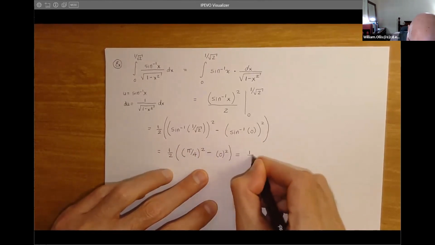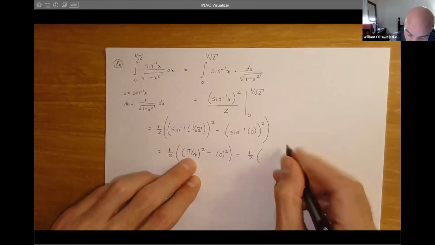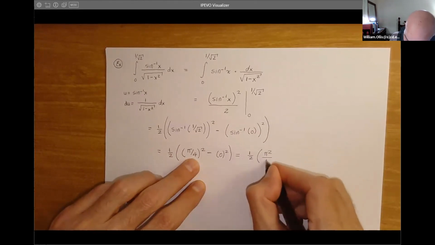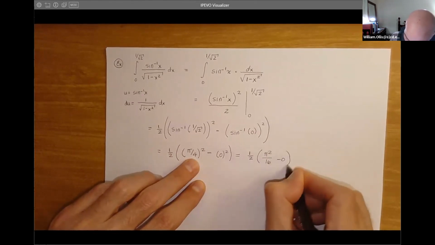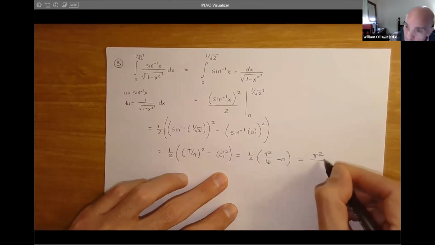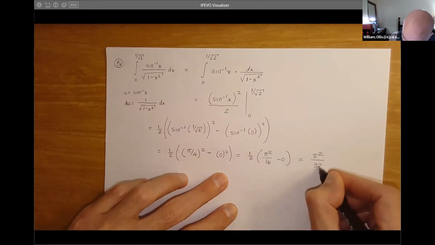So we have 1 half, and this will leave us with what? Pi squared over 4 squared, which is 16, minus 0. So this will give us pi squared over 2 times 16, which is 32.